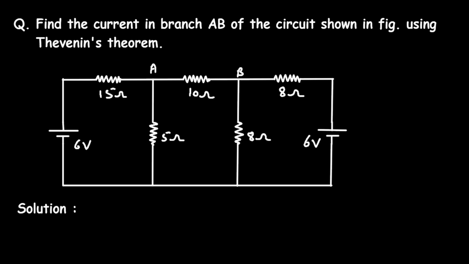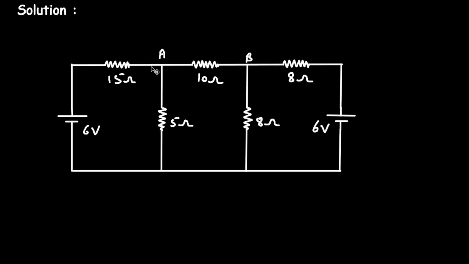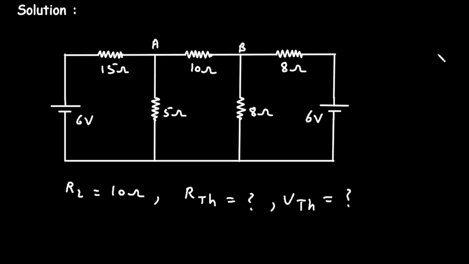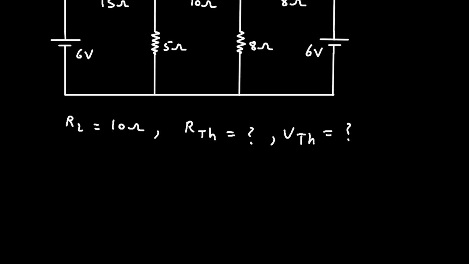Solution: first of all, here we know that RL is equal to 10 ohm. Now we need the value of RTH, that is Thevenin's resistance, and also we need the value of VTH, which is the Thevenin's voltage. Then from this we can draw the Thevenin equivalent circuit. So first of all, let's find the value of RTH.